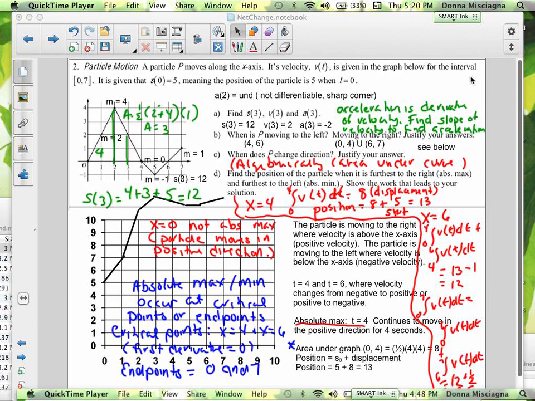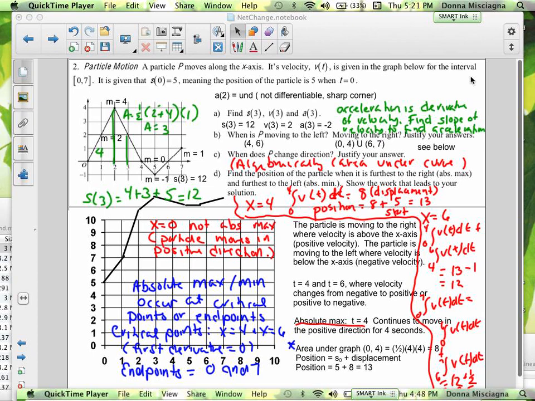All right, so notice, by the way, a of 2 is undefined, not differentiable. We have a sharp corner there, right? So we have an undefined acceleration at t equals 2 seconds. All right, so we're asked to find s of 3, v of 3, and a of 3.